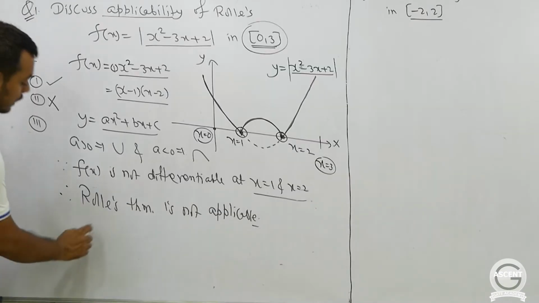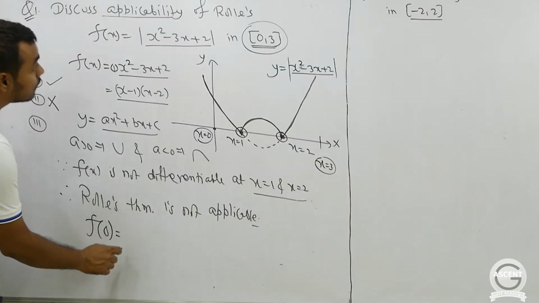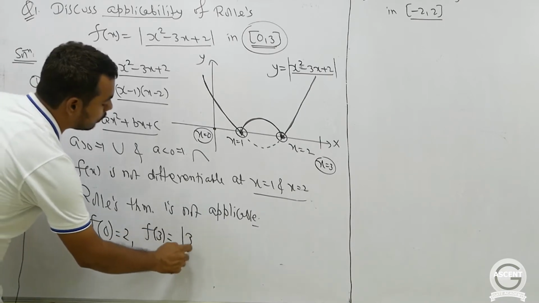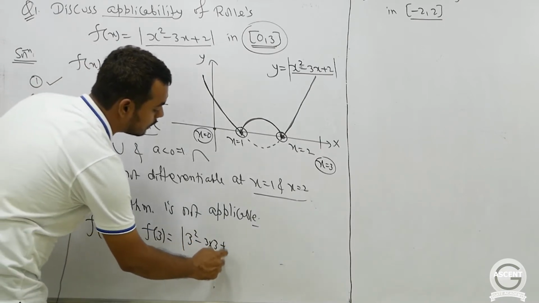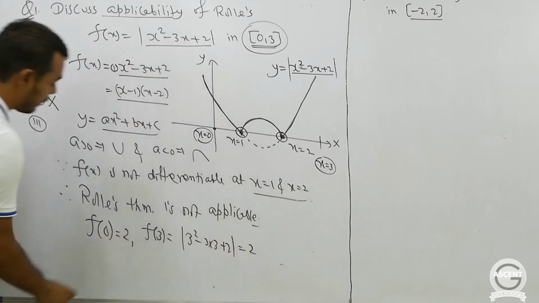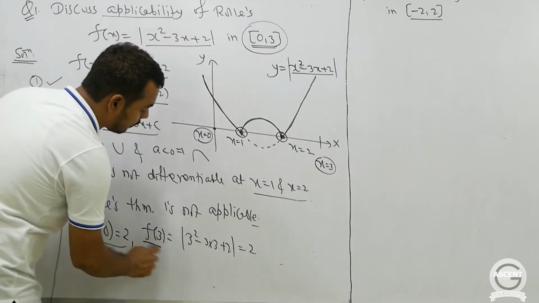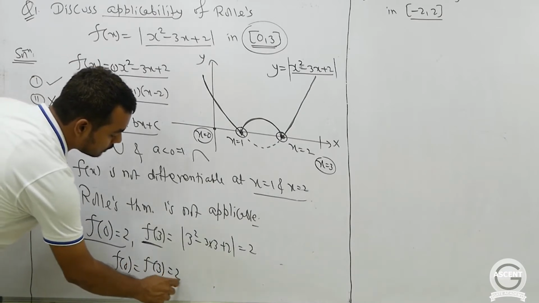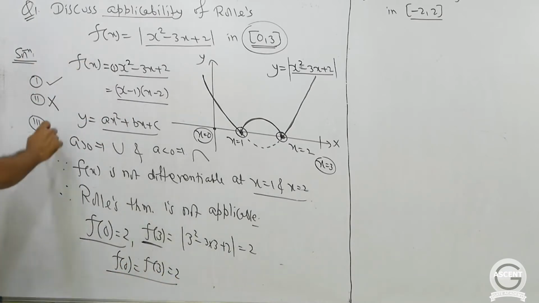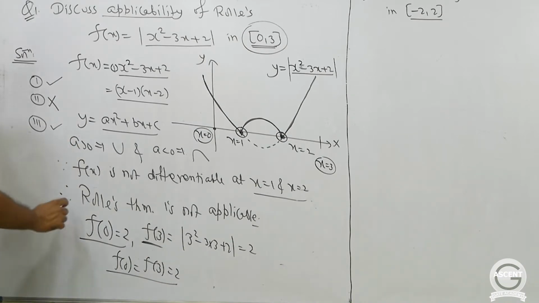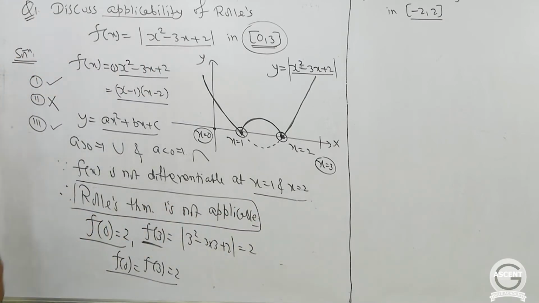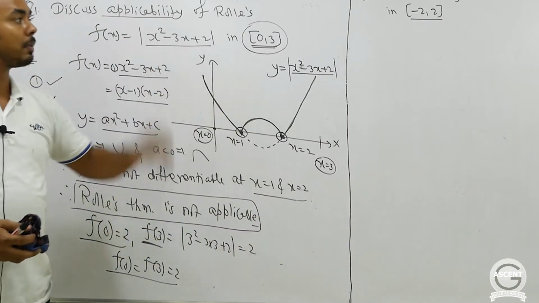And for the third condition, f(a) means f(0), which will be 2. f(b) means f(3), which will be mod of 3 square minus 3 into 3 plus 2, which is 2. So f(a) is equal to f(b); f(0) is equal to f(3), and this is 2. So the third condition is also satisfied. But since the second condition is not satisfied, Rolle's theorem is not applicable for the given function in the given interval. So this was our first problem.